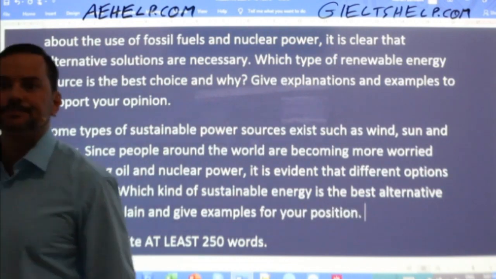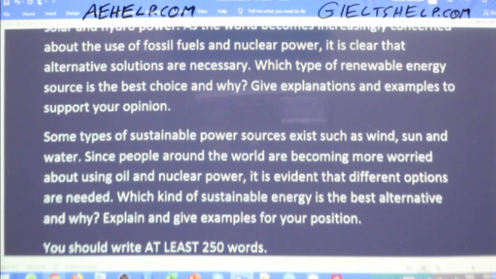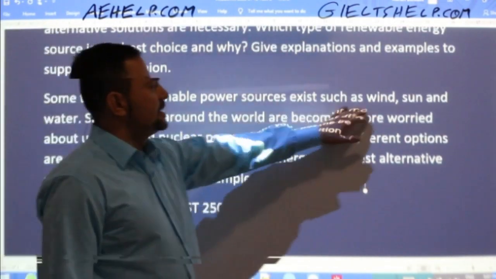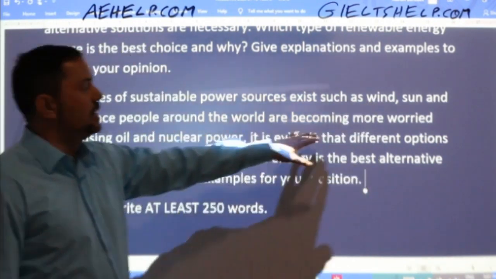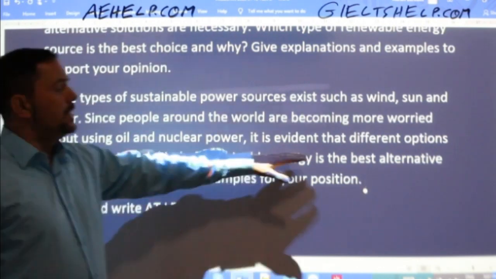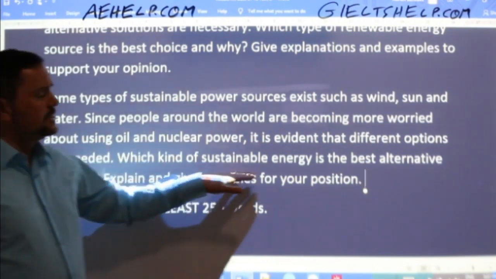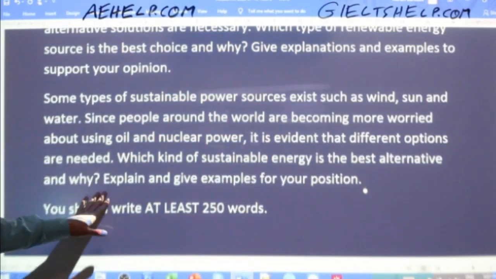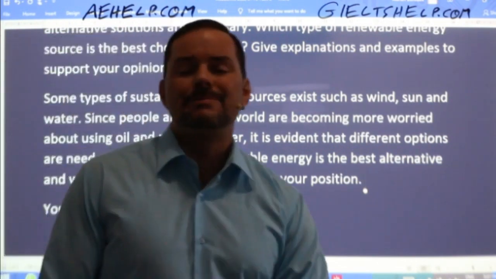All right. So there's my paraphrase of the original question. Some types of sustainable power sources exist, such as wind, sun, and water. Since people around the world are becoming more worried about using oil and nuclear power, it is evident that different options are needed. Which kind of sustainable energy is the best alternative and why? Explain and give examples for your position.